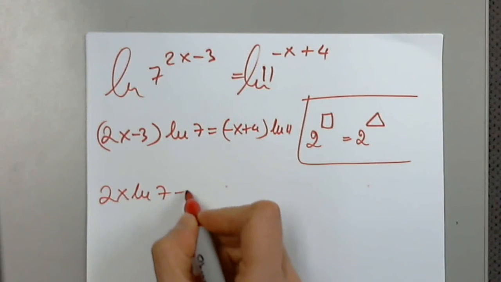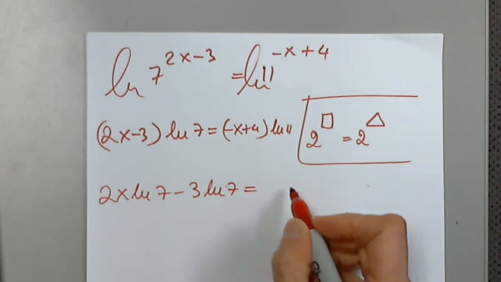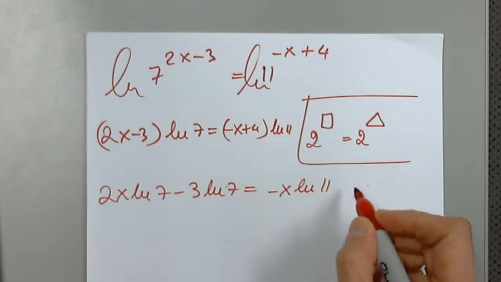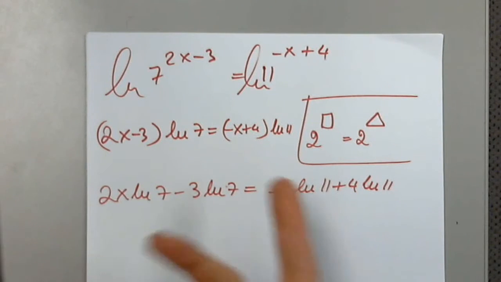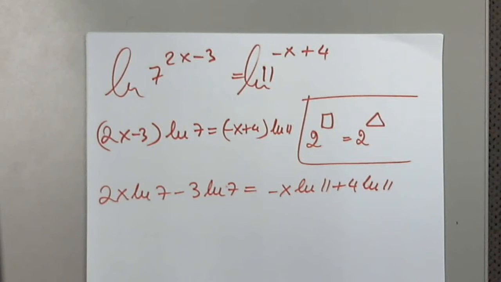2x natural log 7 minus 3 natural log 7 equals negative x natural log 11 plus 4 natural log 11. Very good. Yes, it's the only way, because there is x on both sides. Otherwise, I could have possibly divided or who knows. But as long as I have x on both sides, I have to move terms around. And if I don't distribute, I won't be able to move terms around.